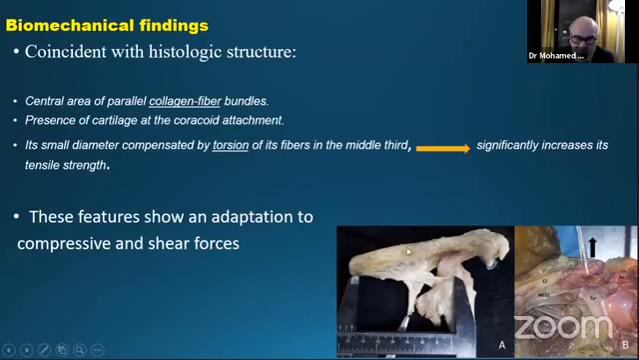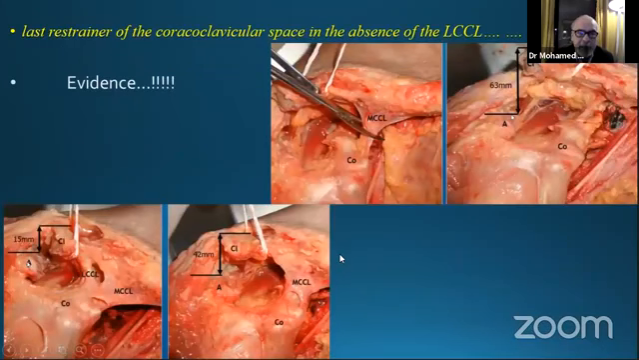Its small diameter is compensated by torsion of its fibers at its middle. Because it is so small, to increase its strength, it is twisted at its middle. So this will increase the tensile strength of the ligament. These features show an adaptation to compression and shear, and these are the forces to which the ligament is exposed. What is the function of this ligament? It is considered the last restrainer of the coracoclavicular space in the absence of the lateral coracoclavicular ligament.